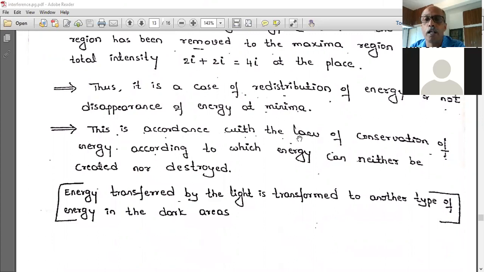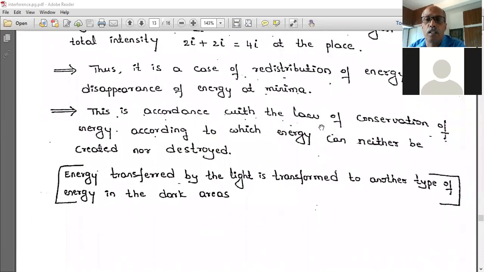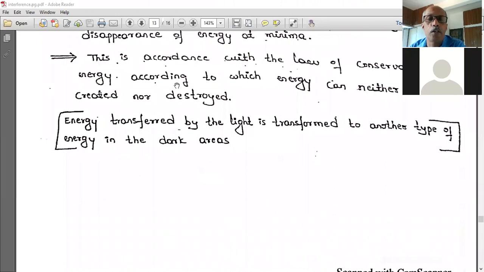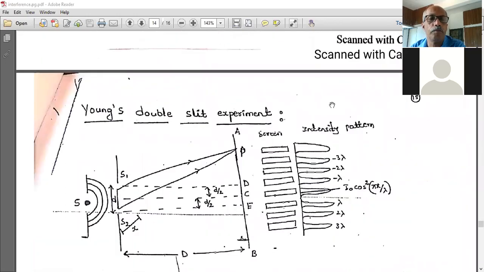Thus, there is redistribution of energy in the interference pattern, and it obeys the law of conservation of energy. The energy in the process was neither created nor destroyed, but it was just the redistribution of energy. Redistribution of energy.